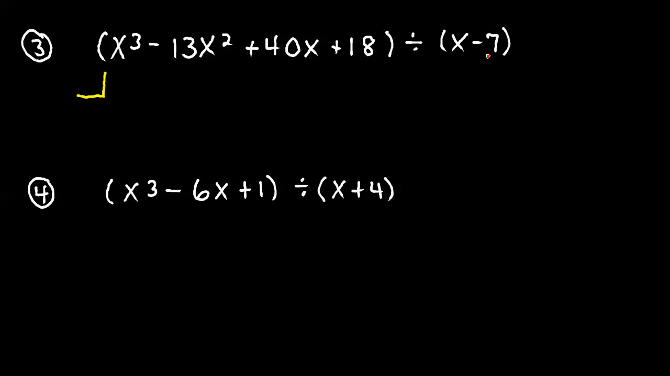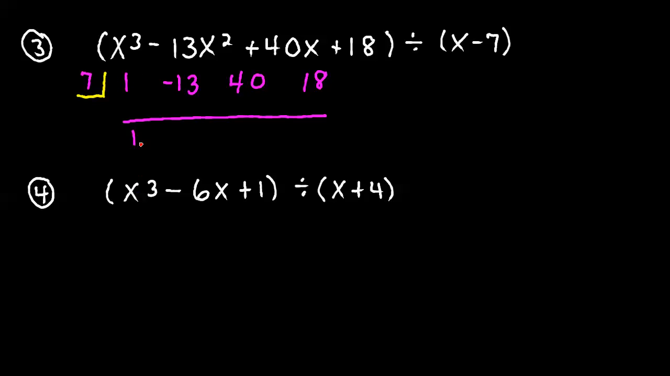I'm going to use a +7 here, a different color. And then across here in a horizontal line, I'm going to use a 1, a -13, a 40, and an 18. Okay, I'm going to draw a horizontal line, leaving space above it for me to write numbers. I'm going to bring down the first number, that's a 1.